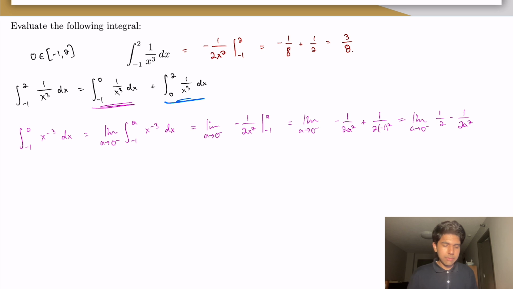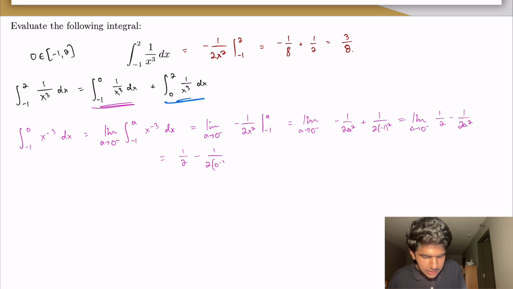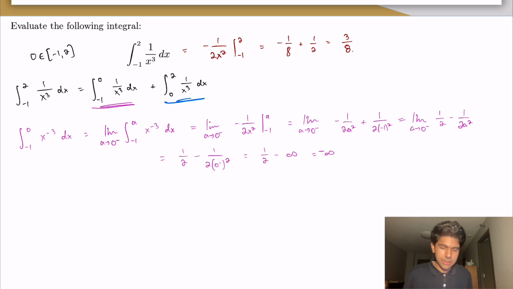Okay, we can plug in this 0 minus for a, and we get that's equal to 1/2 minus 1 over 2 times 0 from the left squared. That denominator will essentially be 0, so it's going to go to -infinity, so this will be 1/2 minus infinity, which is essentially equal to -infinity. At this point, we can basically conclude that this integral will diverge, because we found that one of the integrals diverges on its own, so that means this sum will also diverge.